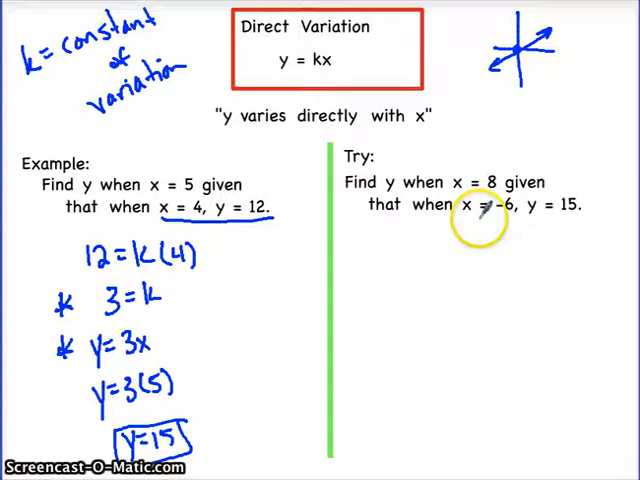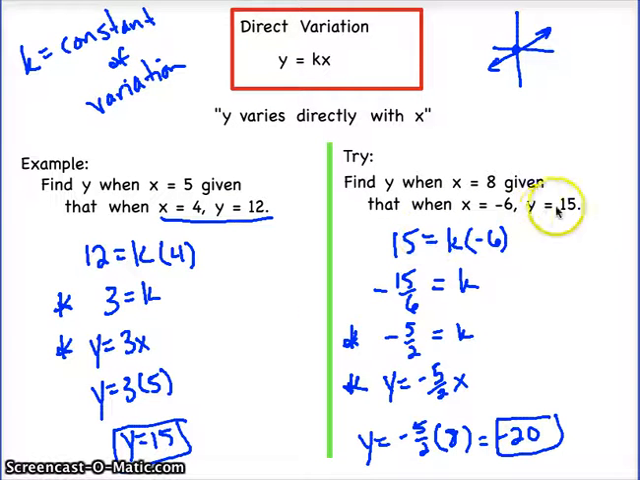Go ahead and use the information at the right and try doing those same steps to find the direct variation model and then find the answer to the problem. As you can see at the right, again, I just took the given information, plugged it in, found the constant to be -5/2, wrote the model, and then plugged in x equals 8 in order to find that y is equal to -20. Hopefully that helps you understand how direct variation problems work.